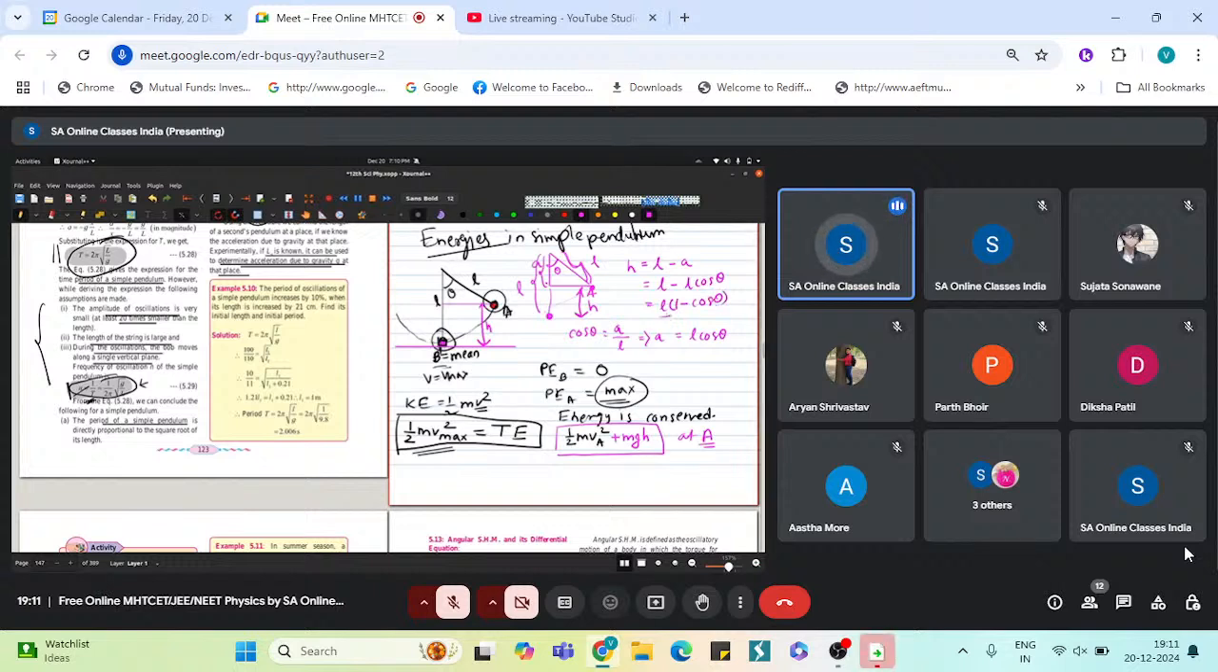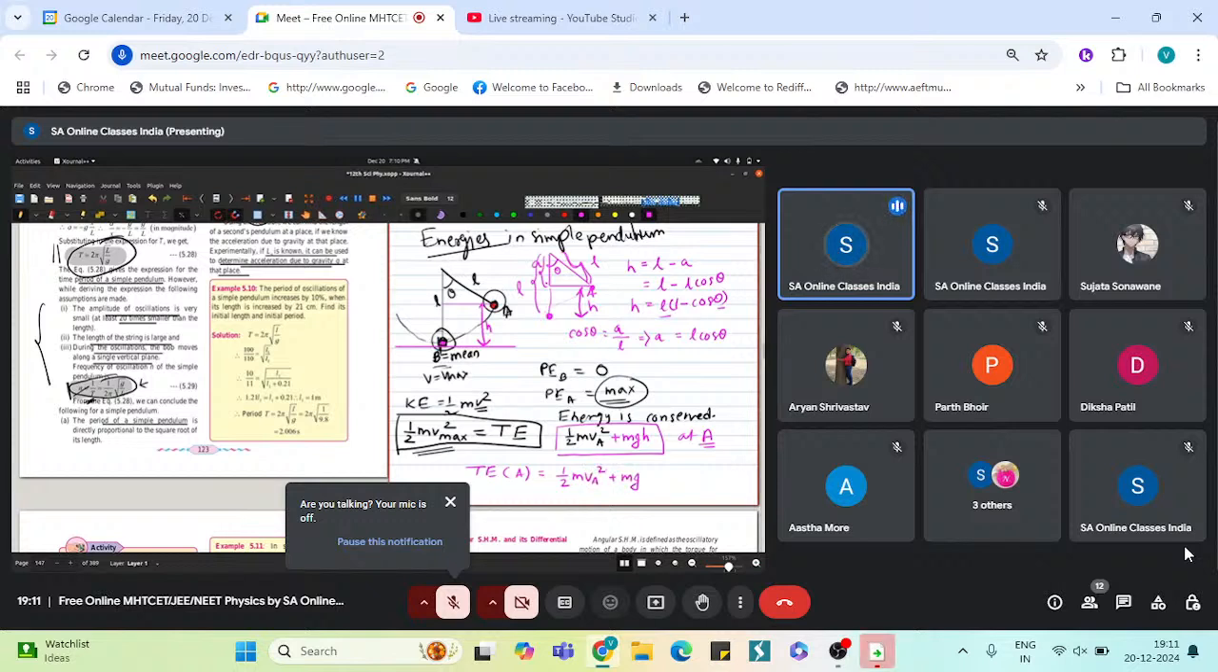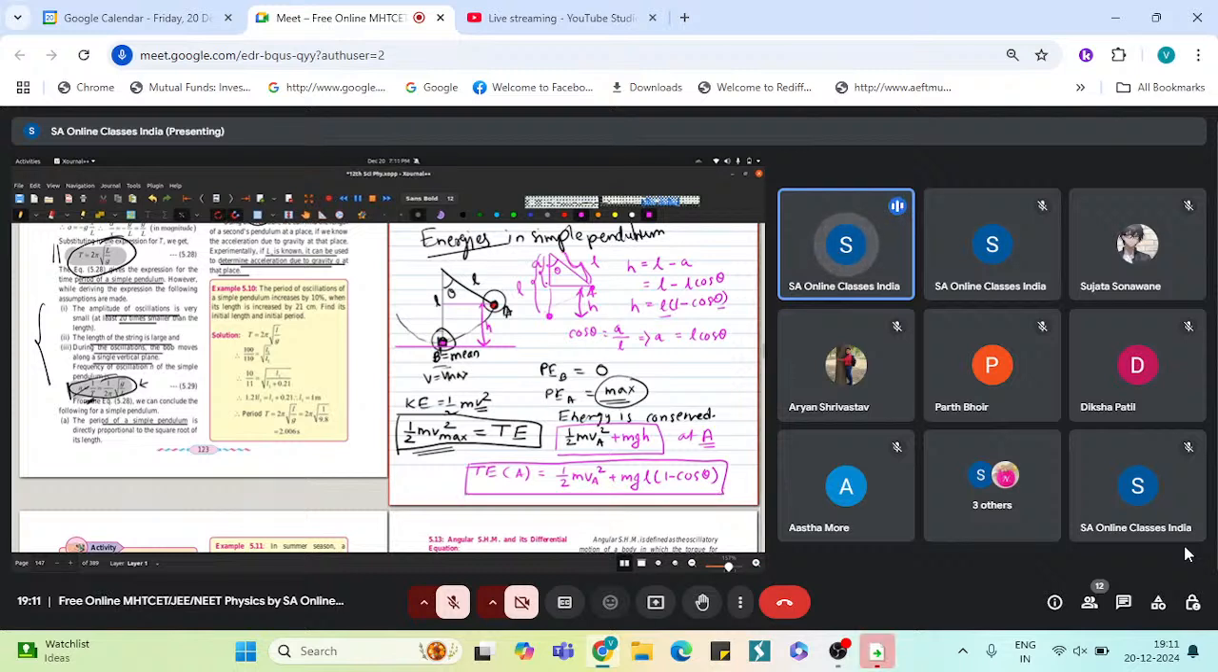Now we know L will be given in the question, and theta will also be given in the question. From this value, we can find the H number. And now the total energy at some random point A is just going to be half mv_A square plus mgL into 1 minus cos theta. So this is something important. This is not given in your textbook, but it could come in handy in some of the problems revolving around the energies in a simple pendulum system.